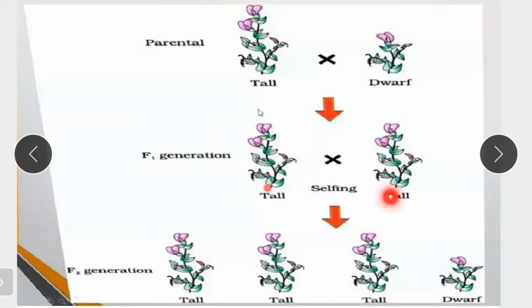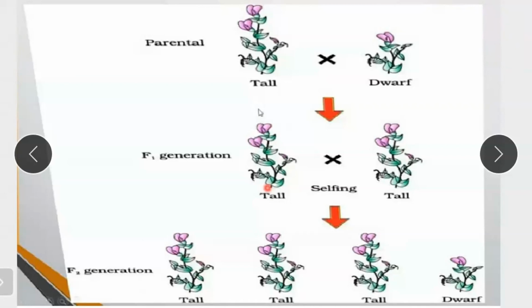See, in the F1 generation, not a single plant is showing dwarfness. So Mendel concluded that the factors responsible for inheritance of characteristics are mostly present in pairs. So now these factors are called what? Genes. Okay, so the experiments and their results are shown in the Punnett square.